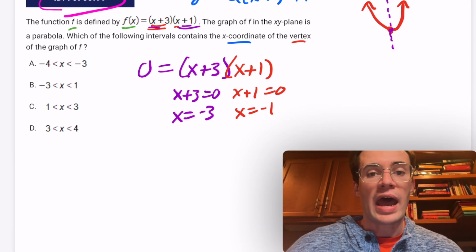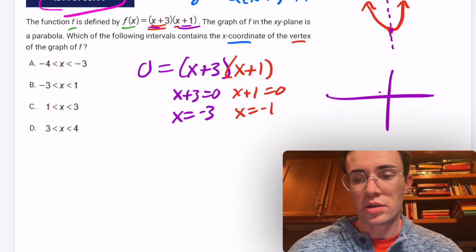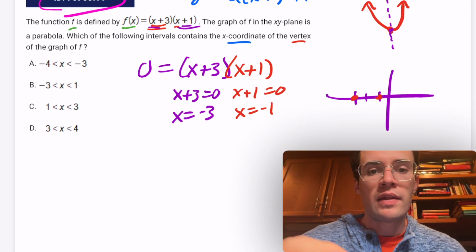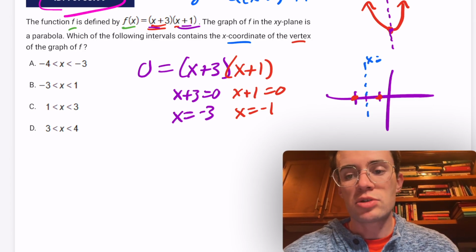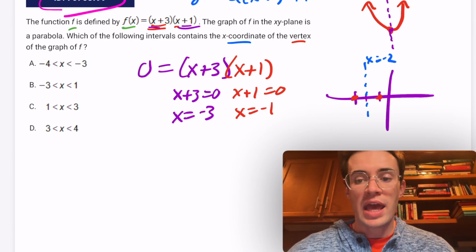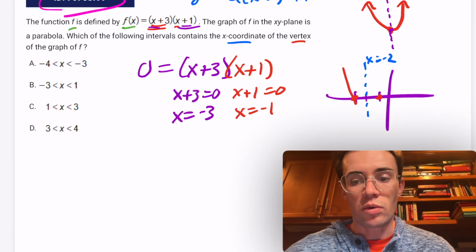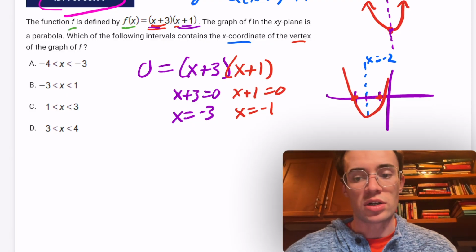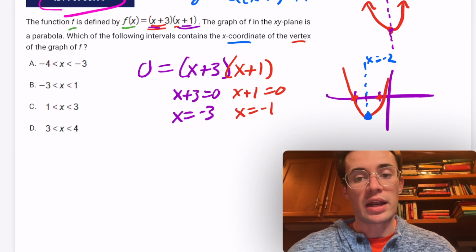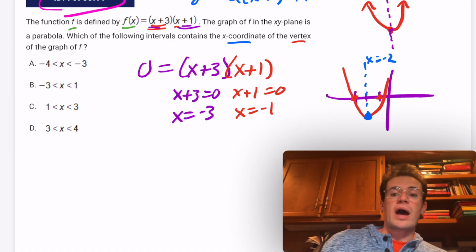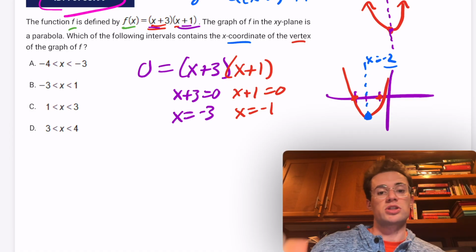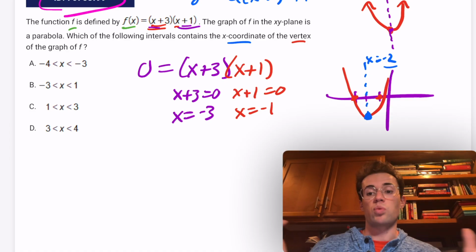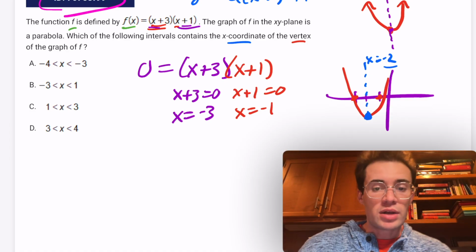And then if you want to do the halfway point between those two, negative 3, negative 1, that would be at x is equal to negative 2. So our axis of symmetry is x is equal to negative 2, and that means that the vertex will pass through that axis of symmetry. So the vertex has an x-coordinate of negative 2. Now, if we needed to find the y-coordinate, we would need to plug that negative 2 back into the function. You have to do negative 2 plus 3 times the quantity negative 2 plus 1. Figure out what that is. We don't need to do that here.